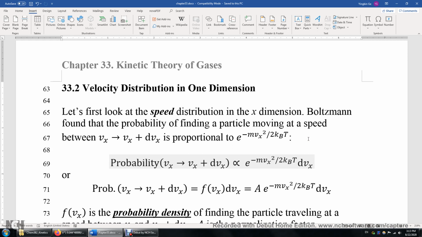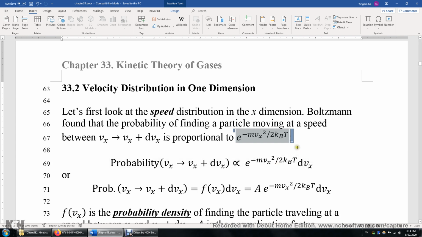Boltzmann found that the probability of finding a gas particle moving at a speed between Vx and Vx plus dVx is proportional to this exponential function, e to the power of negative mVx squared over 2 kBT. In general, Boltzmann found the probability of finding a particle with energy epsilon is proportional to e to the power of negative epsilon over kBT. So right here, epsilon is 1/2 mv squared.